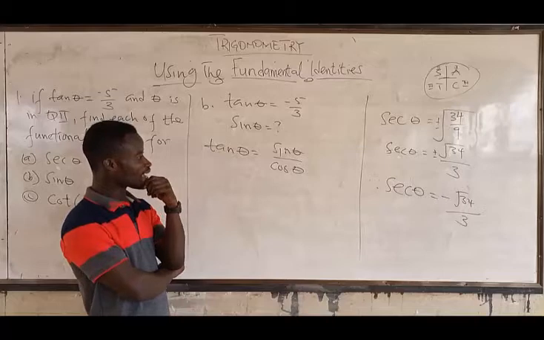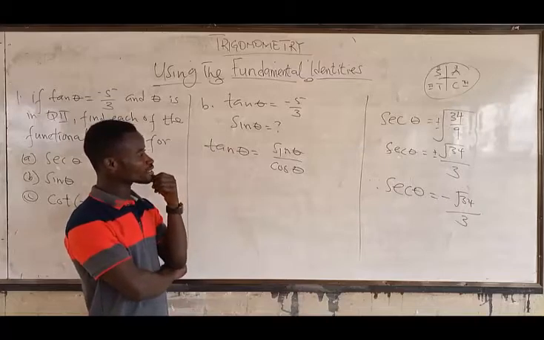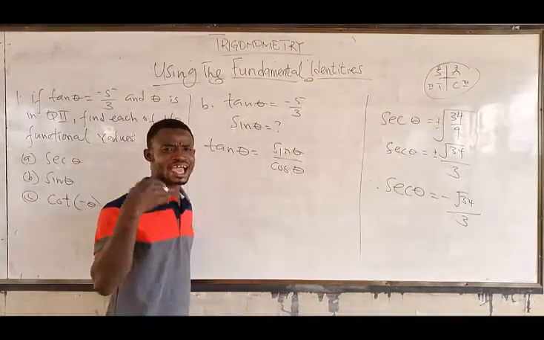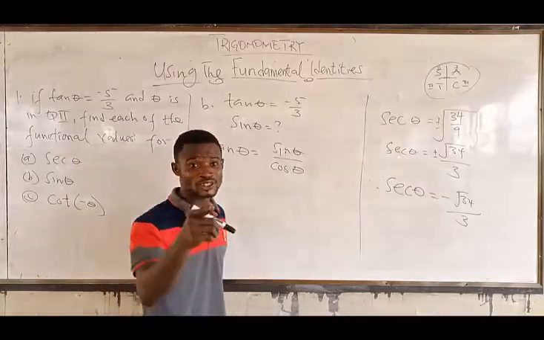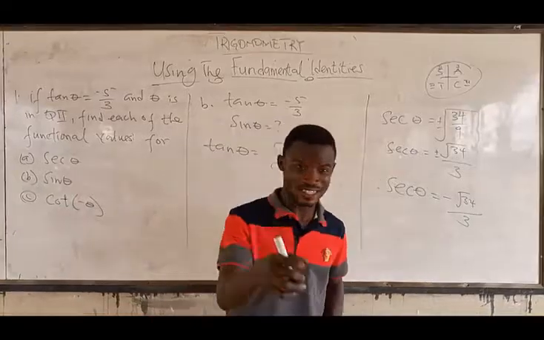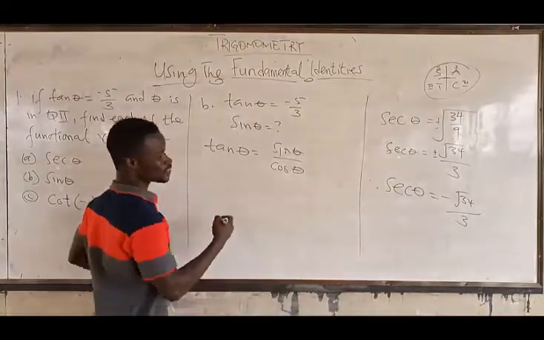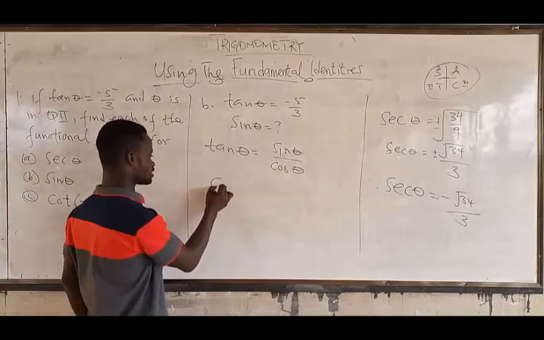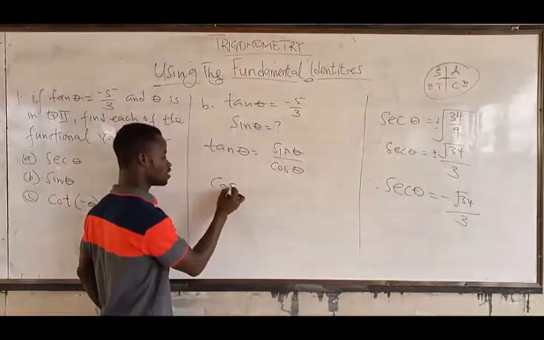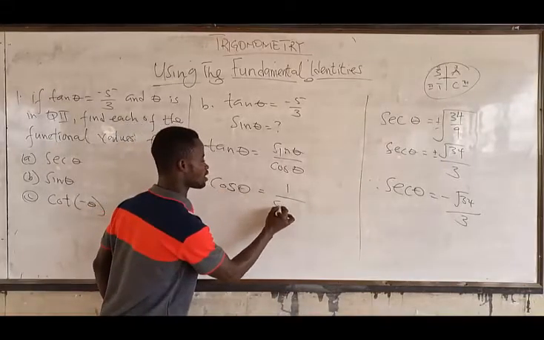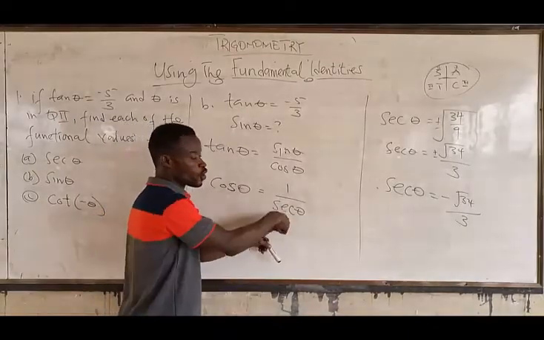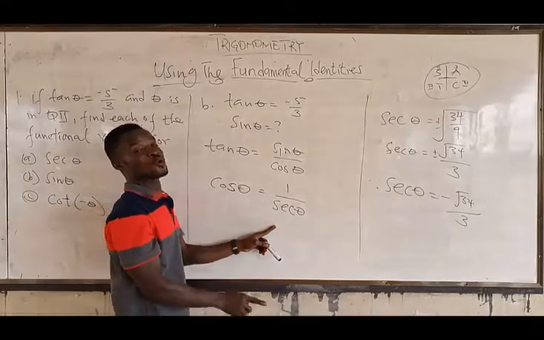But we know tan theta, we don't know sine theta, that's what we are going for. And we don't know cos theta, but we know the reciprocal of sec. Very good. So here we know that cos theta is going to be 1 over sec theta. If sec theta is equal to 1 over cos, then cos theta is equal to 1 over sec.